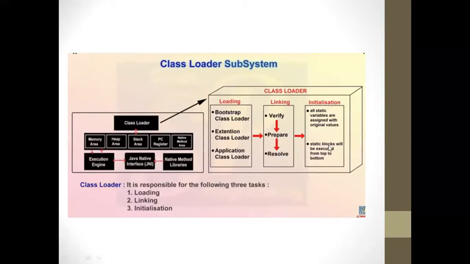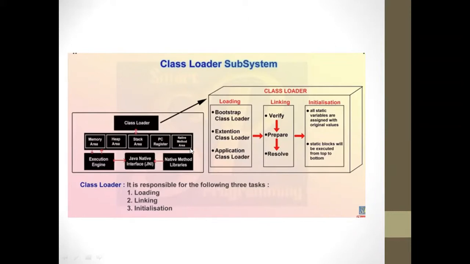And finally, in the initialize phase, if we have any static variables, we assign them the original values. And if there is a static block, it should be executed from top to bottom. Okay, so what are static variables and blocks? Static variables are those that we cannot change. So it will assign all those values, and this portion has been finished.